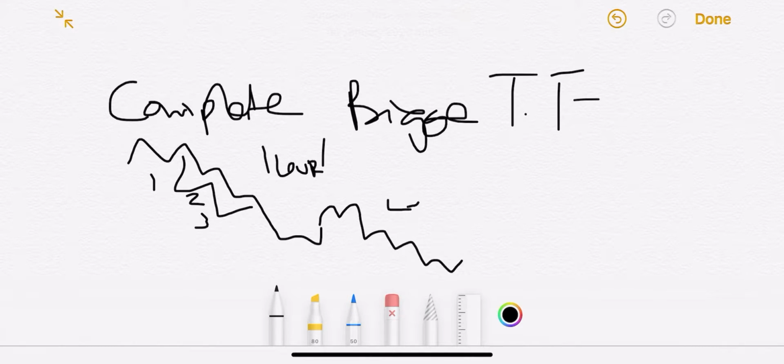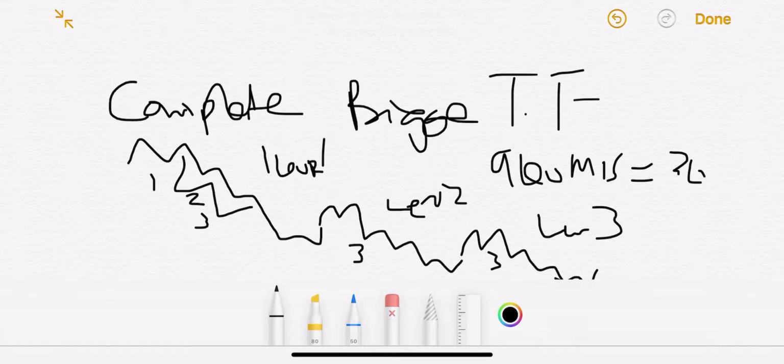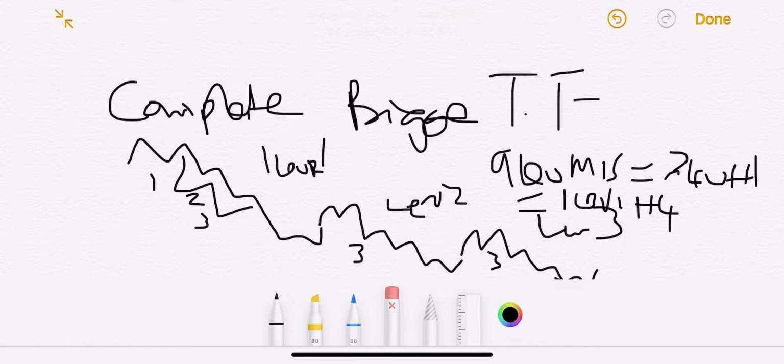Then we'll have level 2 on H1, but those are 3 levels of M15. Then it has to reset again and continue the trend. Then we'll say level 3, which is 3 levels again of M15. So 9 levels of M15 is equal to 3 levels of H1, which is equal to 1 level on H4. I hope now that makes sense.